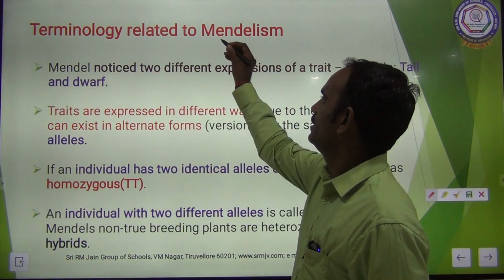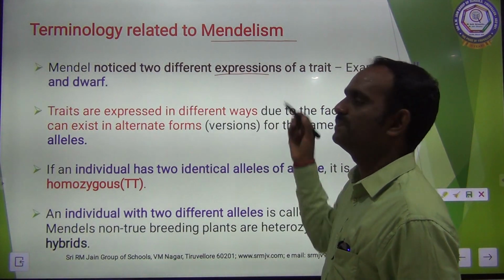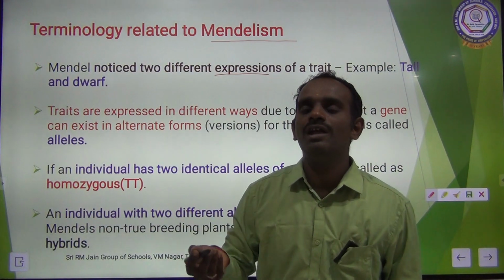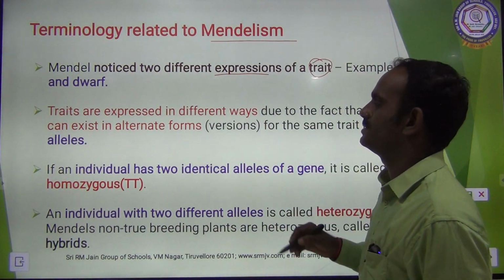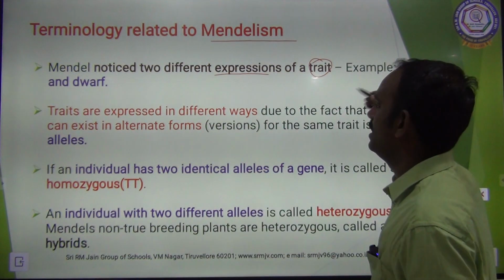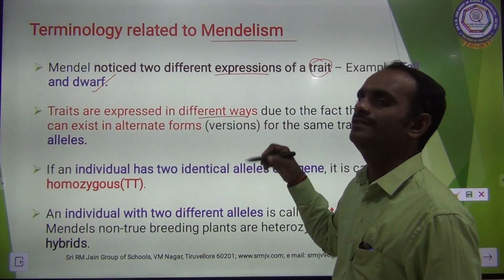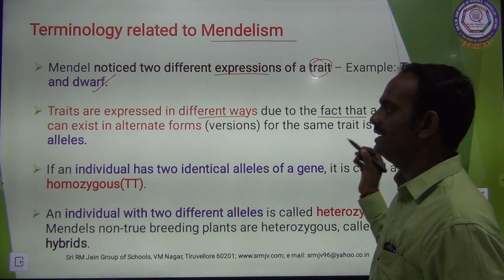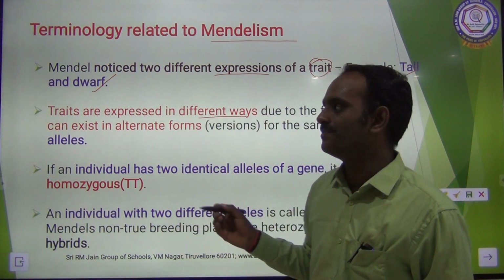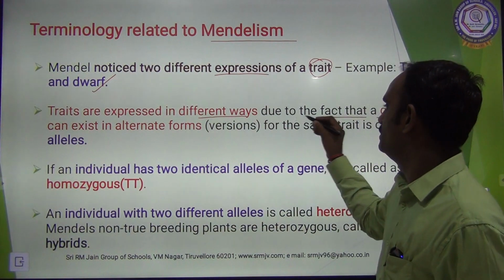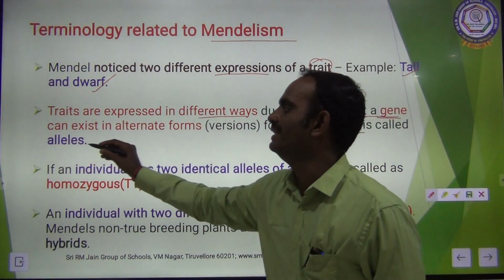Terminology related to Mendelism. Mendel noticed two different expressions, one is tall, another is dwarf. So he observed two different traits, two different characters. Traits, that means characters, are expressed in different ways due to the fact that a gene can exist in alternate forms. The alternate form of a gene is said to be an allele.